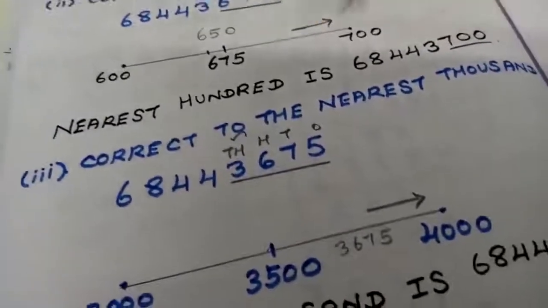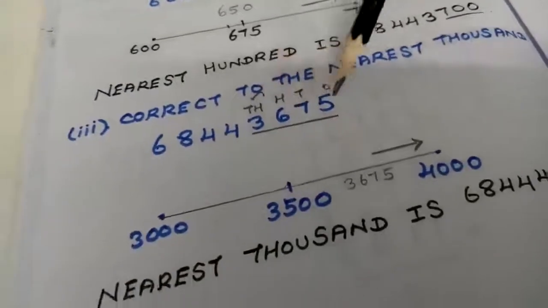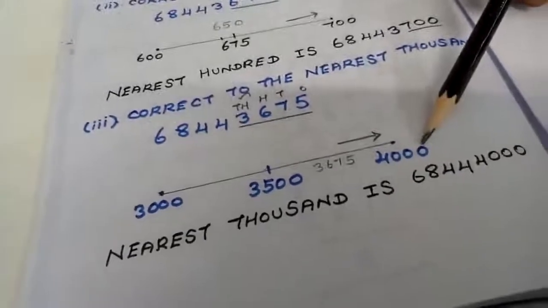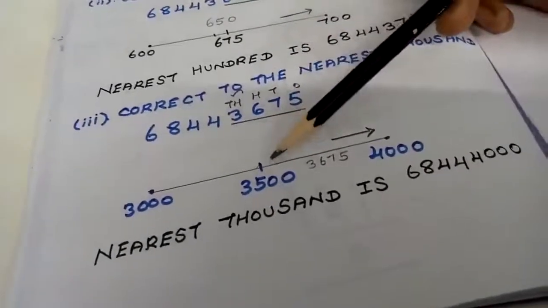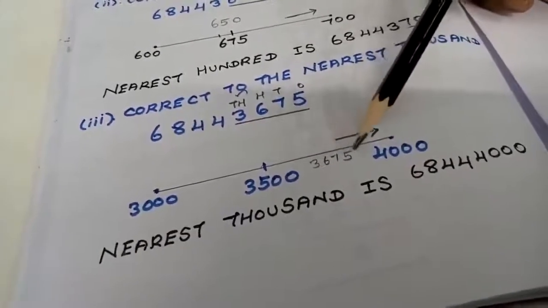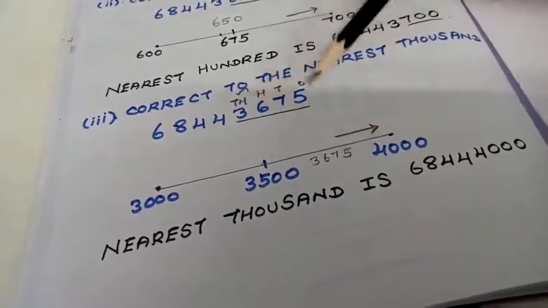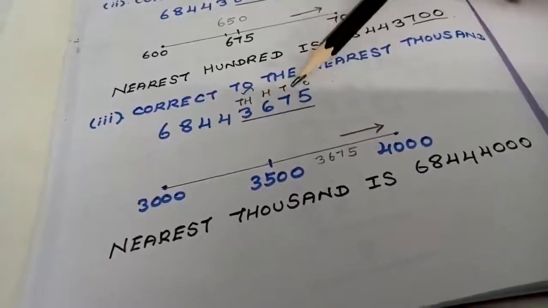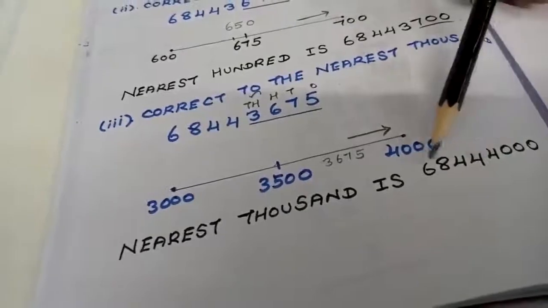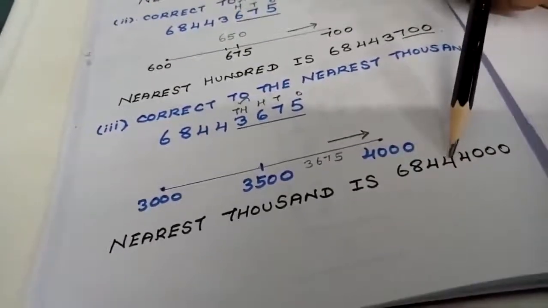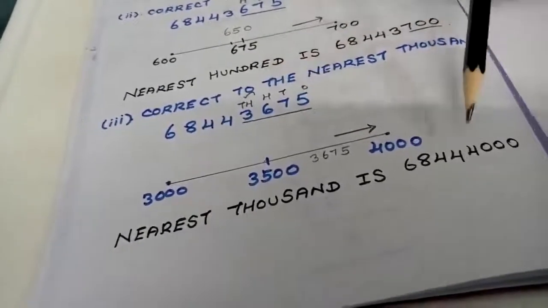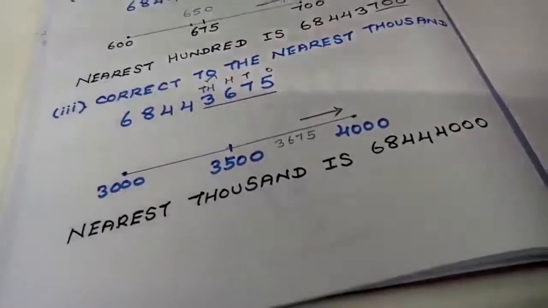Coming to 1000. Same way, 3675. Between 3000 and 4000 you will have the number. 3500 is the middle number. Between these two ranges you will have 3675. Just take this particular range of values. The 6844 will be as it is. Instead of 3675, the nearest 1000 here is 4000.